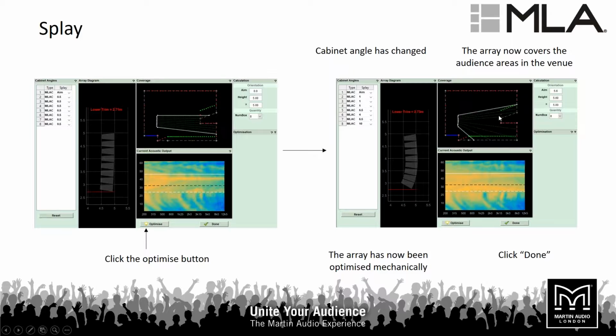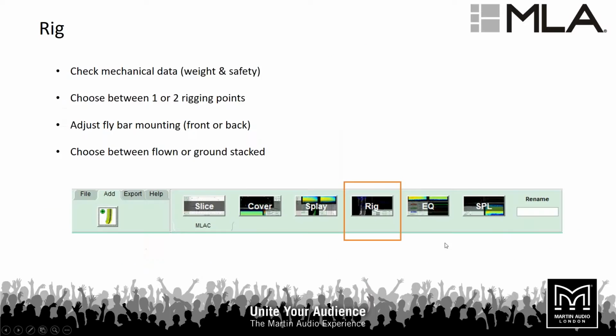And that's why it's so important to define your audience areas as either sitting or standing, simply because if somebody stands up, the HF driver is going to be pointing at their chest rather than their ears, and they are going to miss out on some of that frequency range. We can also see in the calculation and orientation tabs here that obviously our height and our X coordinates remain the same, but our aim has now changed. So this is the aim that we would want to place our array flying frame at. And once the array is finished optimizing, you can click done, and we move on to the next tab.